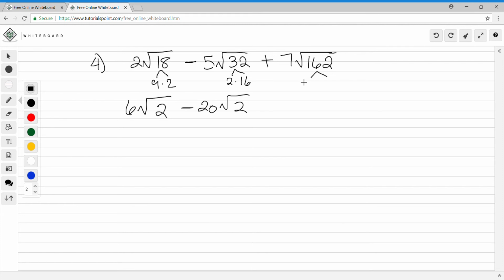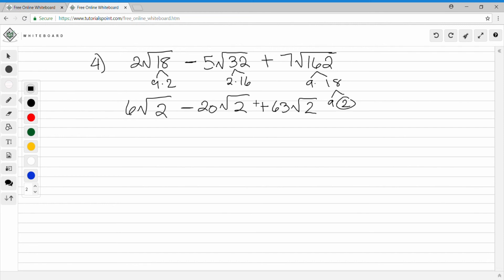And then the square root of 162, let's do numbers which would be 9 and 18. And then this can be simplified as 9 and 2. So this is 3, because the square root of 9 is 3, and then another 3, which is 9, and then you have to multiply 9 by 7, which is 63. And then you're left with 2, so you just put that inside the radicand. So you have 6 square root of 2 minus 20 square root of 2 plus 63 square root of 2.